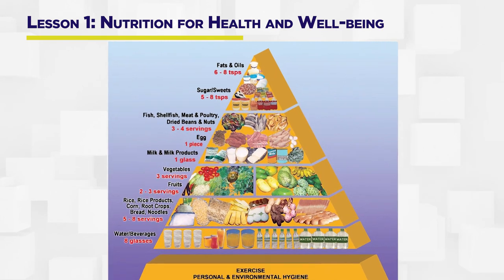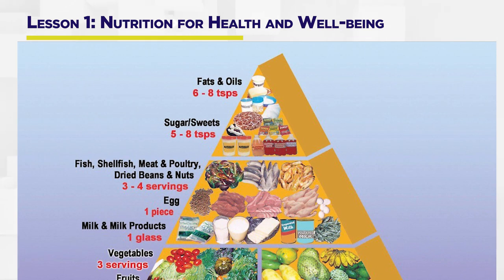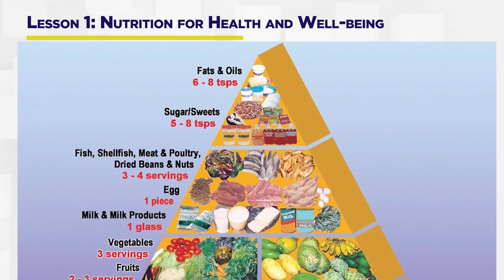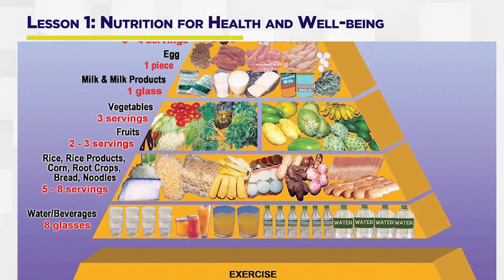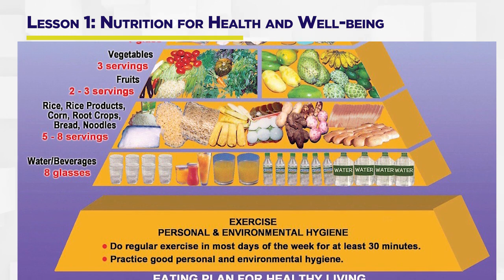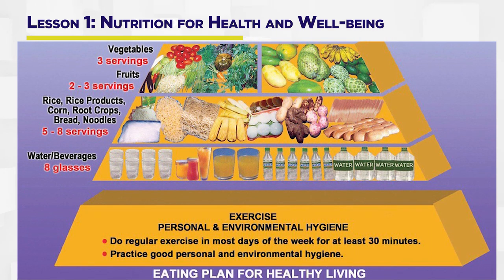Now, the apex of the pyramid indicates those foods that should be taken in small quantities. And similarly, as you go toward the base, the suggested quantities of food increase. Water should be at the lowest part of the pyramid, which indicates the largest quantity or volume.